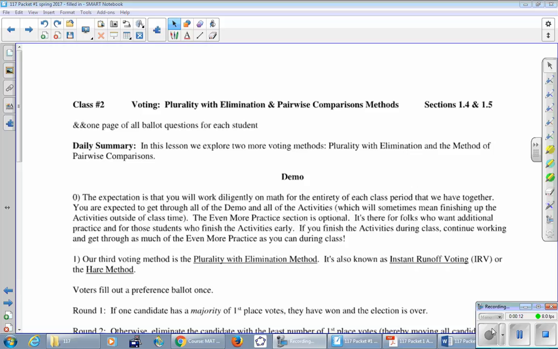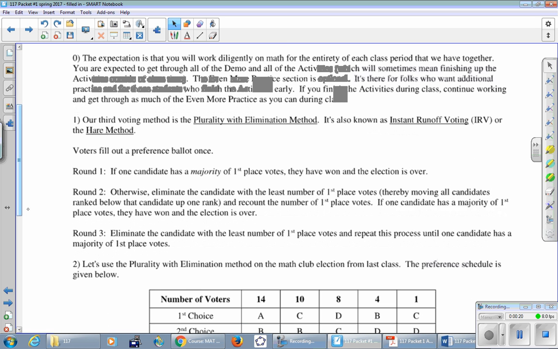Number 1, our third voting method is the plurality with elimination method. It's also known as instant runoff voting or the Hare method. Voters fill out a preference ballot once. Round 1, if one candidate has a majority of first place votes, they have won and the election is over.